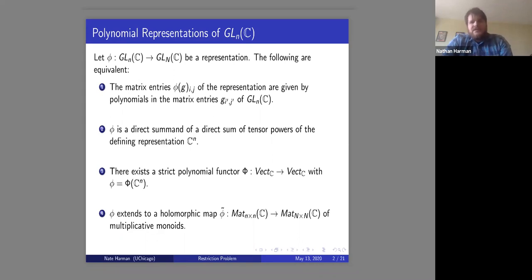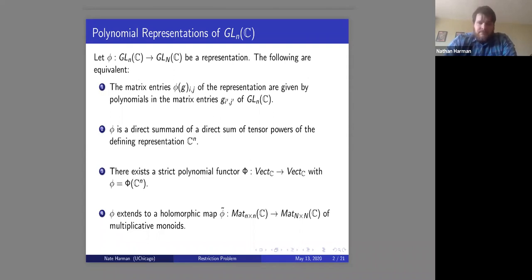And these polynomial representations of GLN are sort of characterized, within representations of GLN, as the ones that you can extend over the matrices of not full rank, and we're gonna use that.